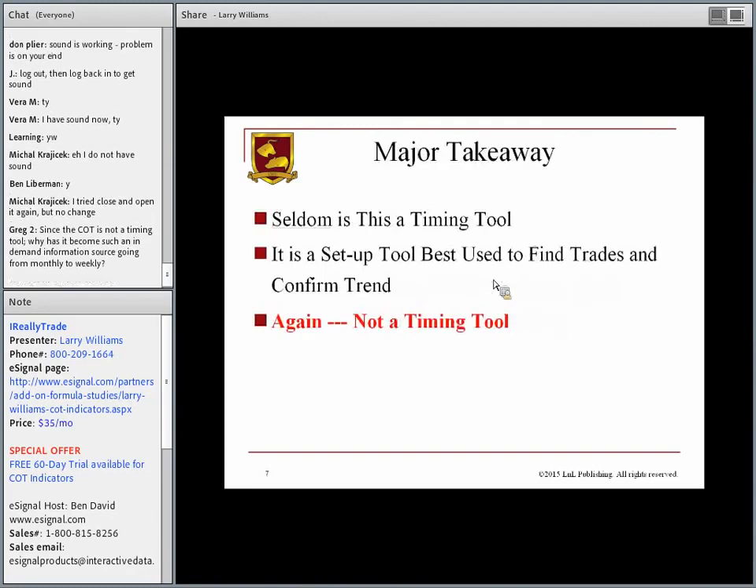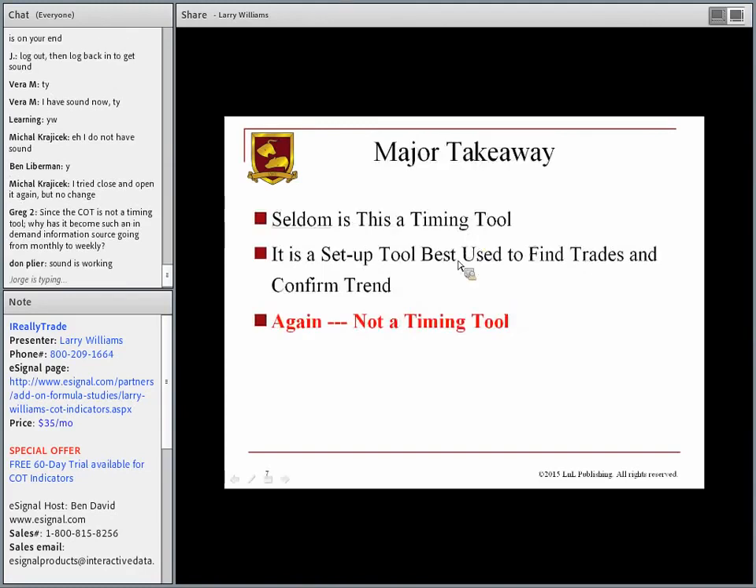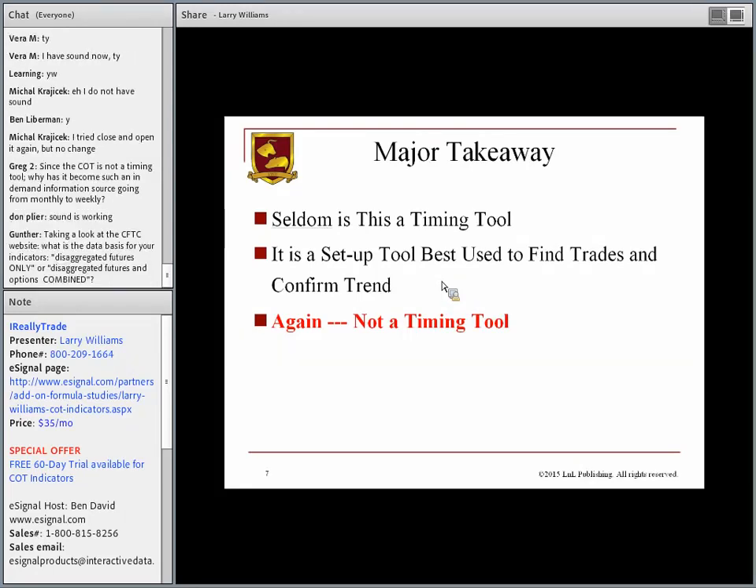Seldom is this a timing tool. It's a setup tool. It's best used to find trades and confirm trend. Again, it's not a timing tool, it's a setup tool. Now, what has happened over the years and why I'm glad we get the information weekly now is, remember when I started trading 50-some years ago, there wasn't any internet. There wasn't any fast communication. Markets simply didn't move as fast then as they move now.